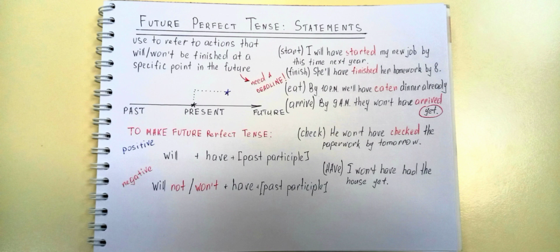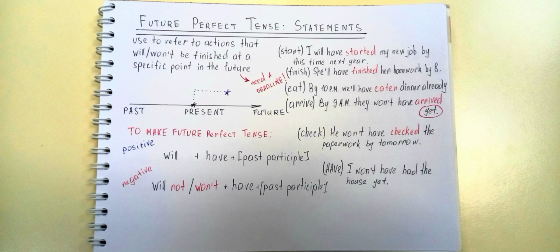So here, a couple hints. We have the negative, they won't have arrived yet. Reminder, yet shows us expectations. So we are expecting someone to arrive. In this case, we are expecting people to come. We are expecting people to arrive somewhere, but by this time it will not have happened. Okay, let's move on to the next example.